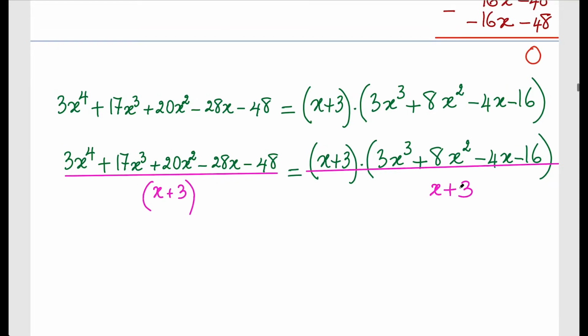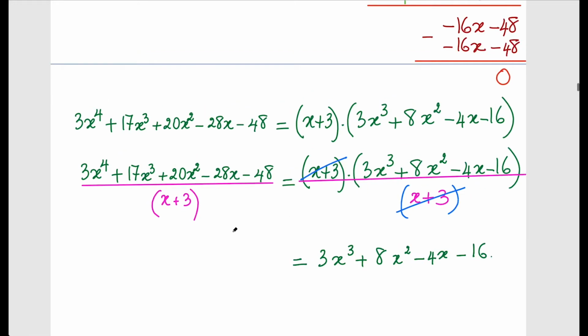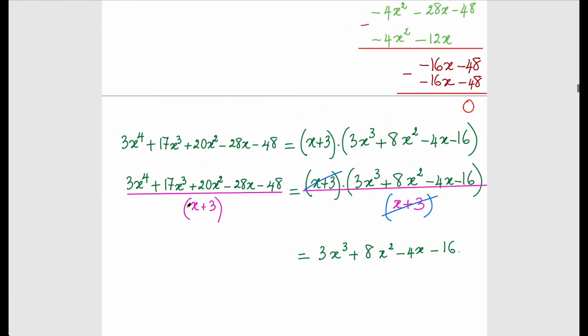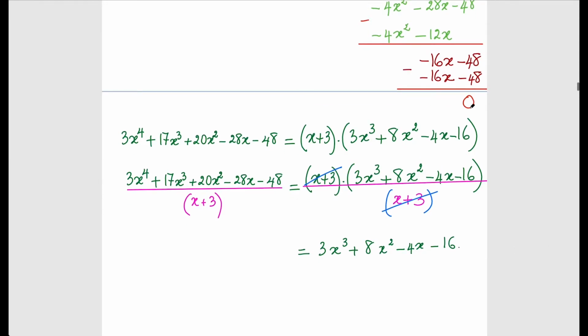Now I want to simplify if possible here. Let's simplify this. I clearly have a common factor, the x plus 3 guy, right? That's a common factor. And what do I obtain? Simply the quotient. So just 3x cubed plus 8x squared minus 4x minus 16. Okay? So long story short, this polynomial divided by x plus 3 is simply this guy, because the remainder was 0. All right, let's do another one.